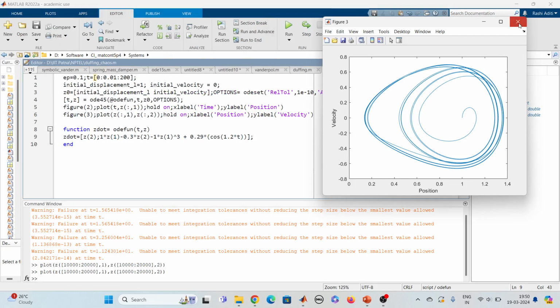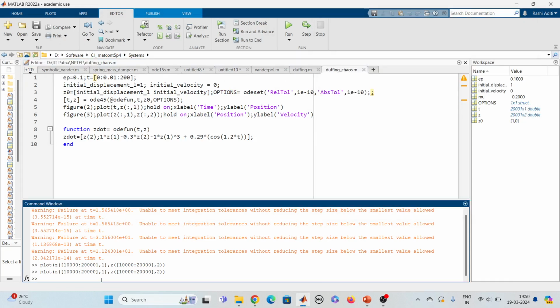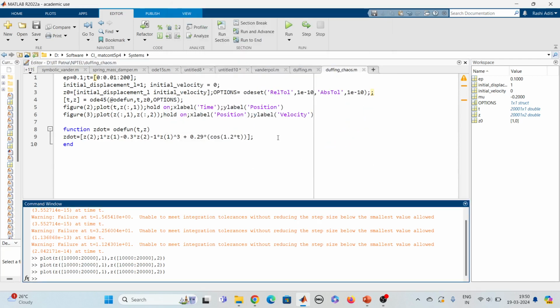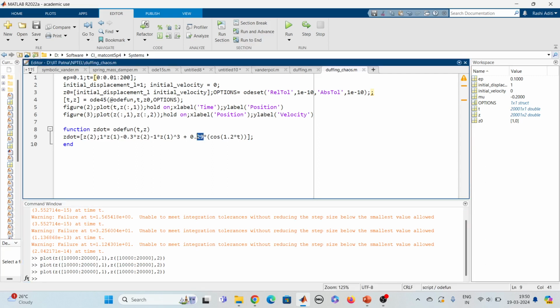So let us remove some transient and then again plot the phase plot. See, now it has four loops. So again a period doubling has occurred, and it has four loops. And the time period is going to be 4 times capital T. And my T is going to come from this omega 1.2. Okay, so now let us take it as 35 maybe.